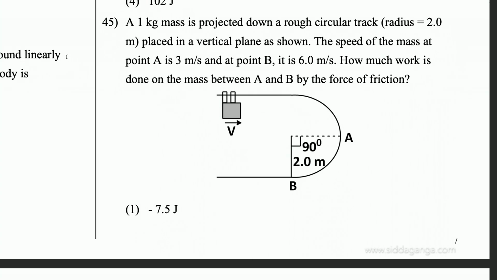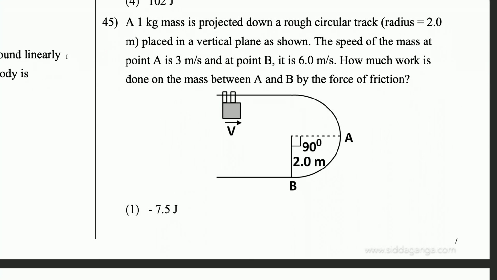See the next. So this is also a good question. A 1 kg mass is projected down a rough circular track whose radius is given as 2 meter, placed in a vertical plane as shown. The speed of the mass at point A is 3 meter per second, at point B is 6 meter per second.